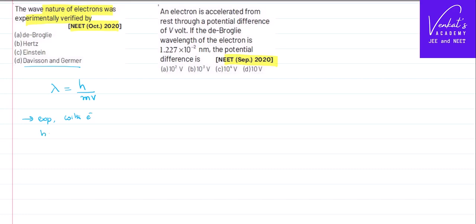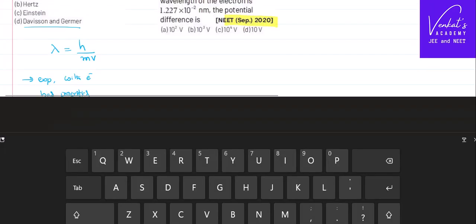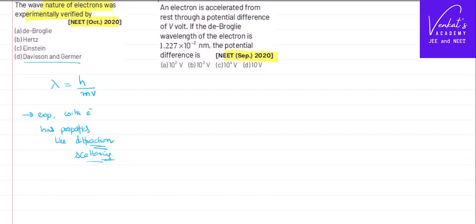It is proved that the electron exhibits properties like diffraction, bending at the obstacle, and scattering. So these things verified that the electron, which is like a particle, has a wave nature. So this is proposed by de Broglie, but it was actually experimentally verified by Davisson and Germer. That's the answer for the question.